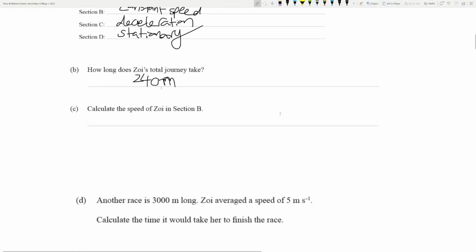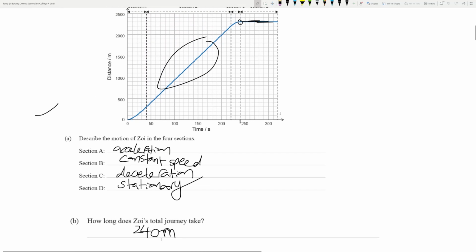So the next part, calculate the speed in section B. To calculate the speed, this is what you can do. I always recommend you look at the last point and the first point, and then look at how high it went up by and how wide it went. I think it's over here. That looks right. This is the last point, and this is the first point. This point is on 300, and this point is on 2200.